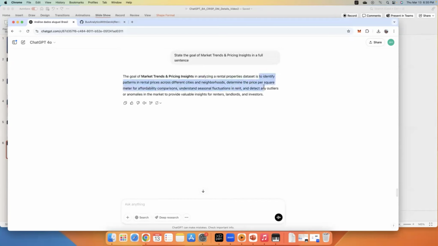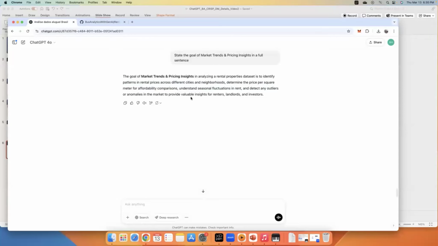Okay. Now I see that some of the elements in that paragraph are like objectives. But again, the general goal is providing insights for renters, landlords, and investors. So that's why we do this analysis. But I still like to see one more statement for specific objectives.